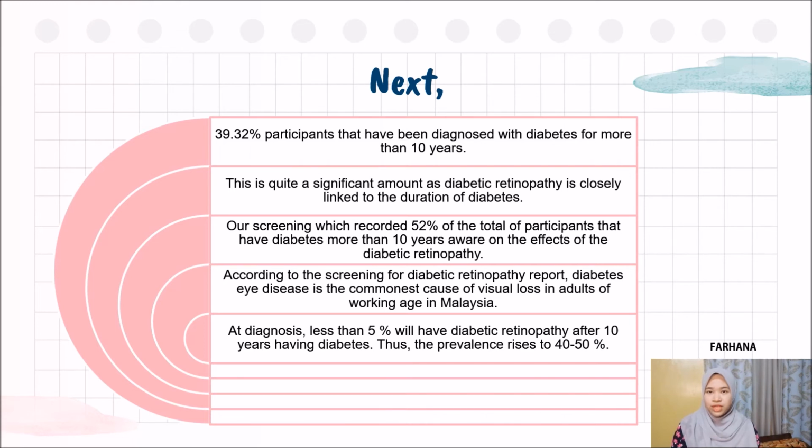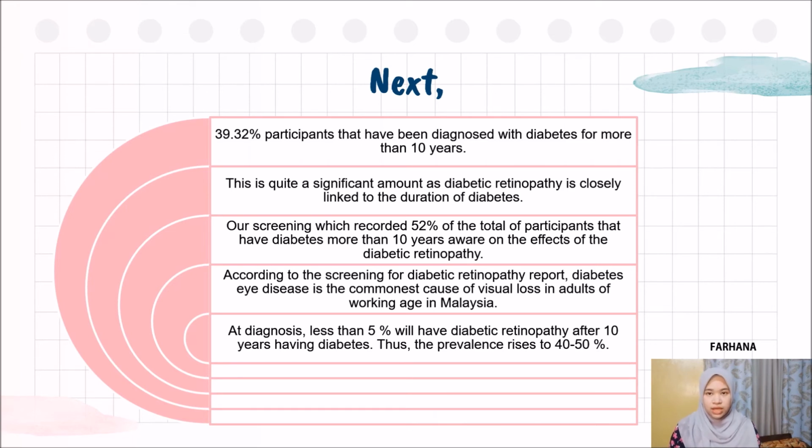Our screening results show that there are 39.32% participants that have been diagnosed with diabetes for more than 10 years. This amount is quite significant as diabetic retinopathy is closely linked to the duration of diabetes mellitus. Moreover, this can be proved by our screening, which recorded 52% of the total participants that have diabetes for more than 10 years are aware of the effect of diabetic retinopathy.